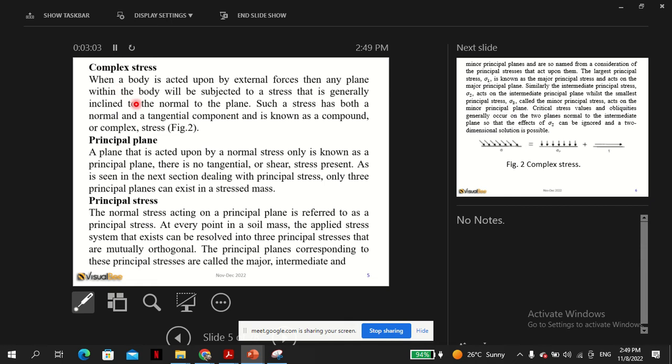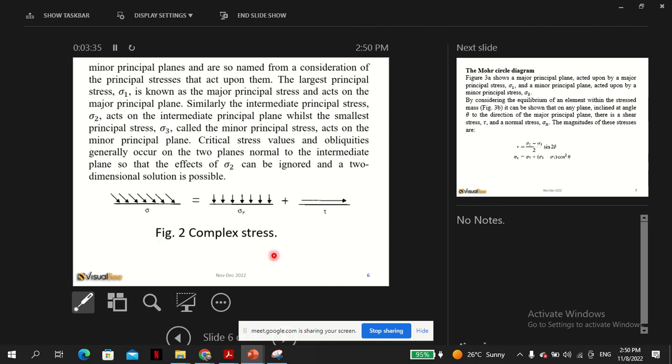Complex stress: when a body is acted upon by external forces, then any plane within the body will be subjected to stress that is generally inclined to the normal to the plane. Such stress has both normal and tangential components, and is a compound or complex stress as shown. So all we are saying is that the inclined stress is a function of both vertical and horizontal stress.